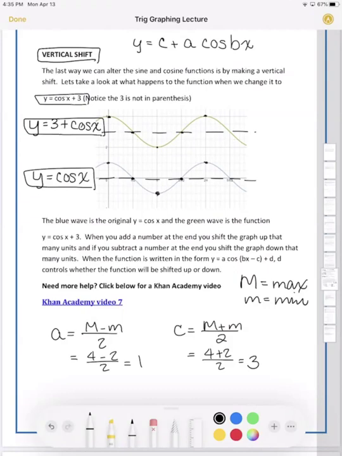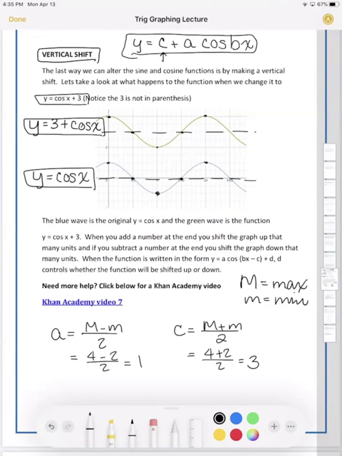Now let's look up above at our general formula here. y equals C, where C is the vertical shift, plus A, the amplitude, times the cosine of bx, where B is used to find our period. Our period is 2 pi divided by B. Now, let's go down to the bottom here and look at a couple of other formulas that we can use.